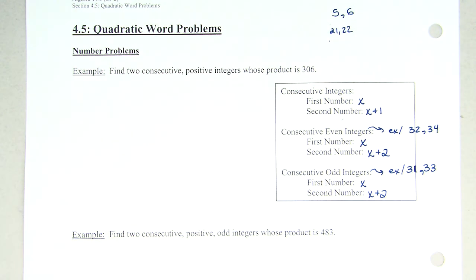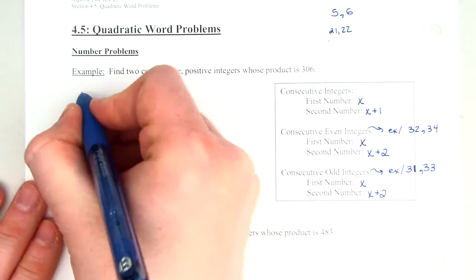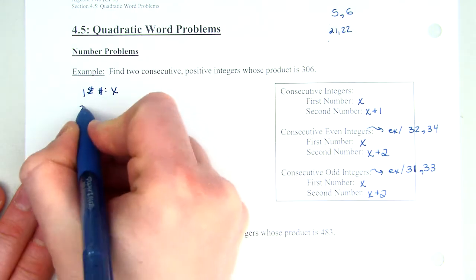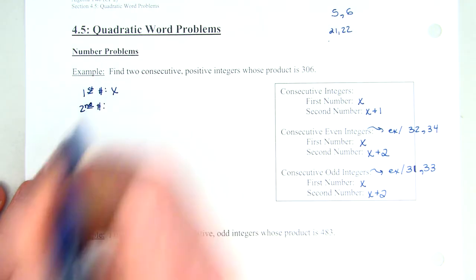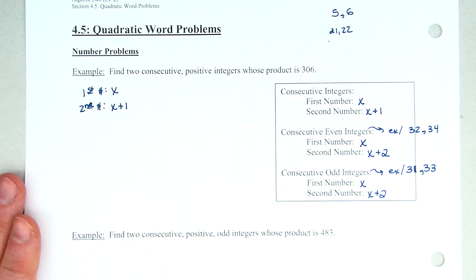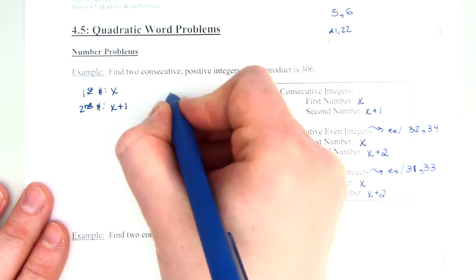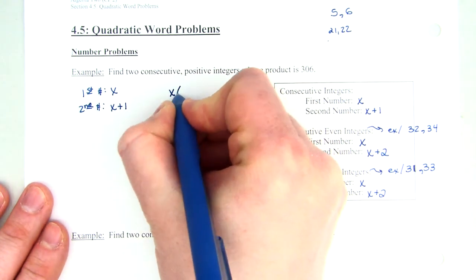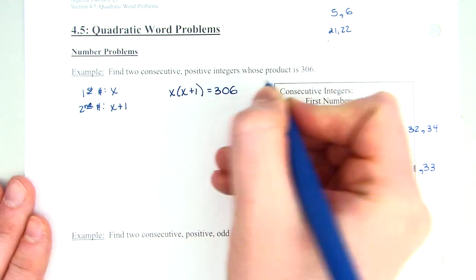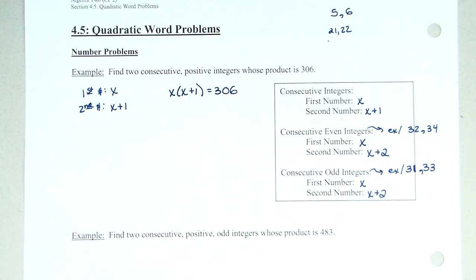In this first example, we're asked for 2 consecutive positive integers whose product is 306. Well, my first number is going to be x, and my second number, because I'm dealing with consecutive integers here, is going to be x plus 1. We're told that the product of these 2 integers is 306, so I'm going to say x times x plus 1 equals 306. And I'm starting to create a quadratic equation. Actually, I have created a quadratic equation, just not in a great form.